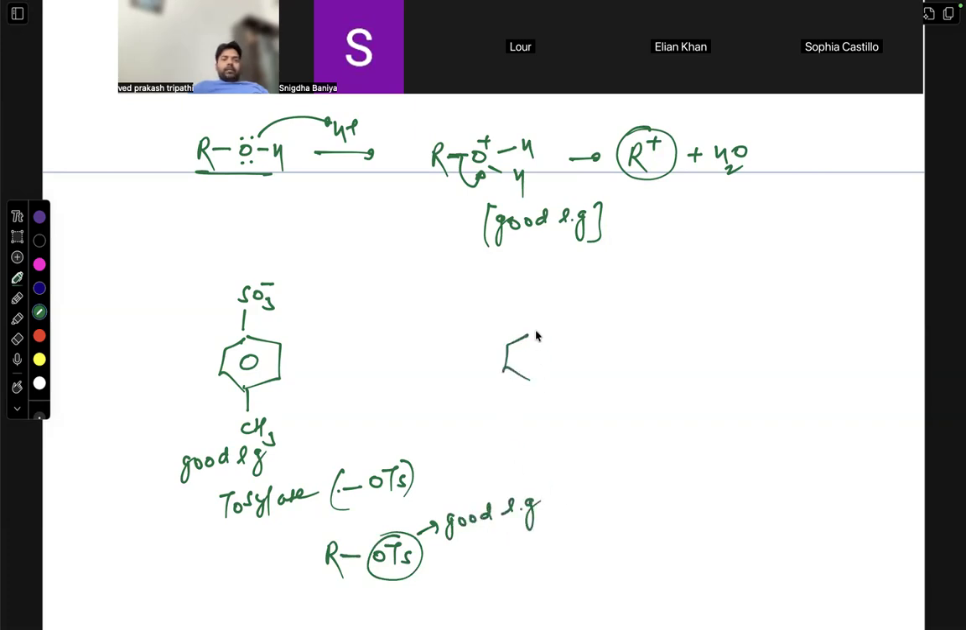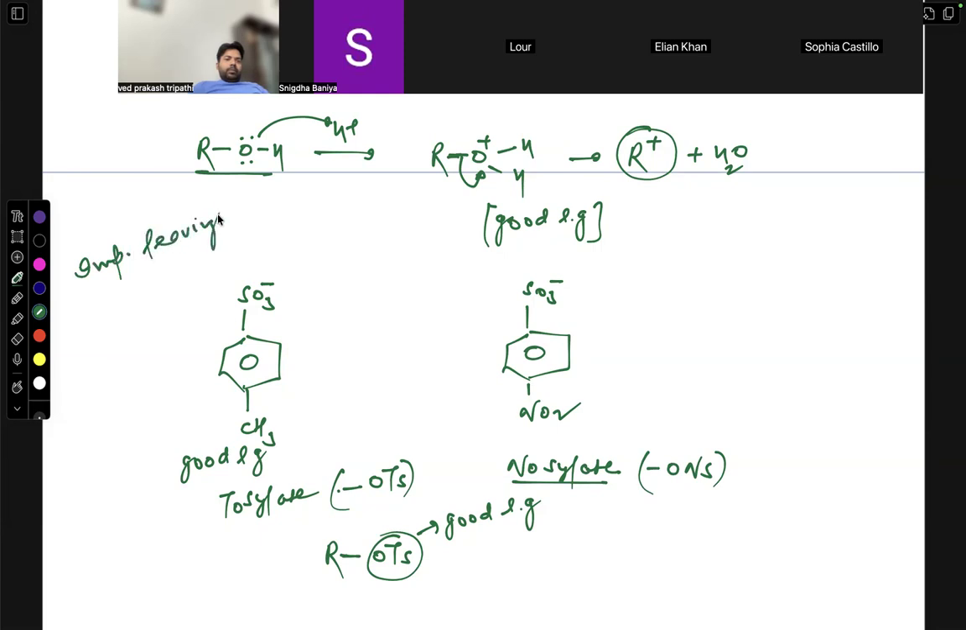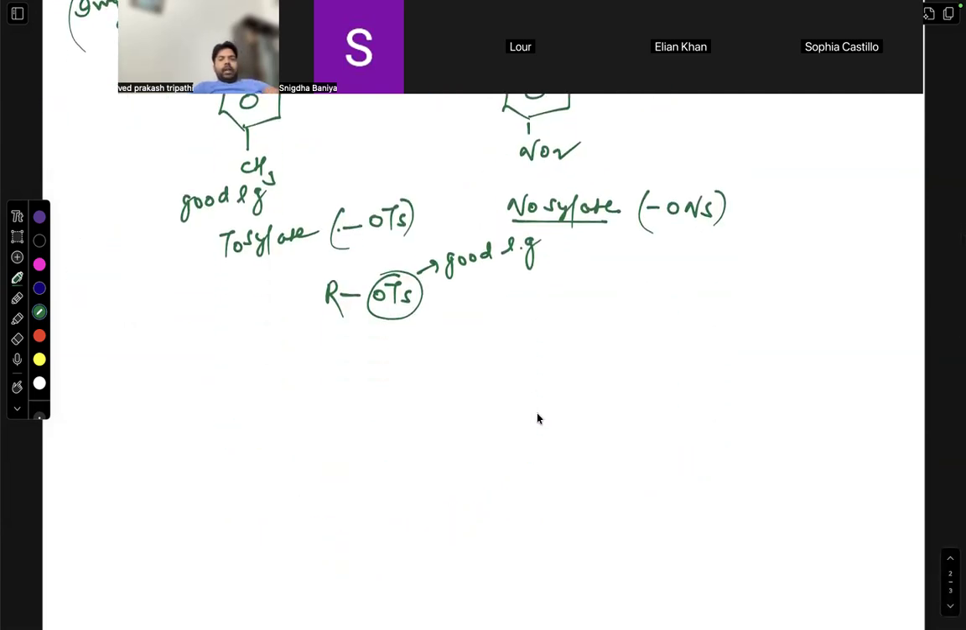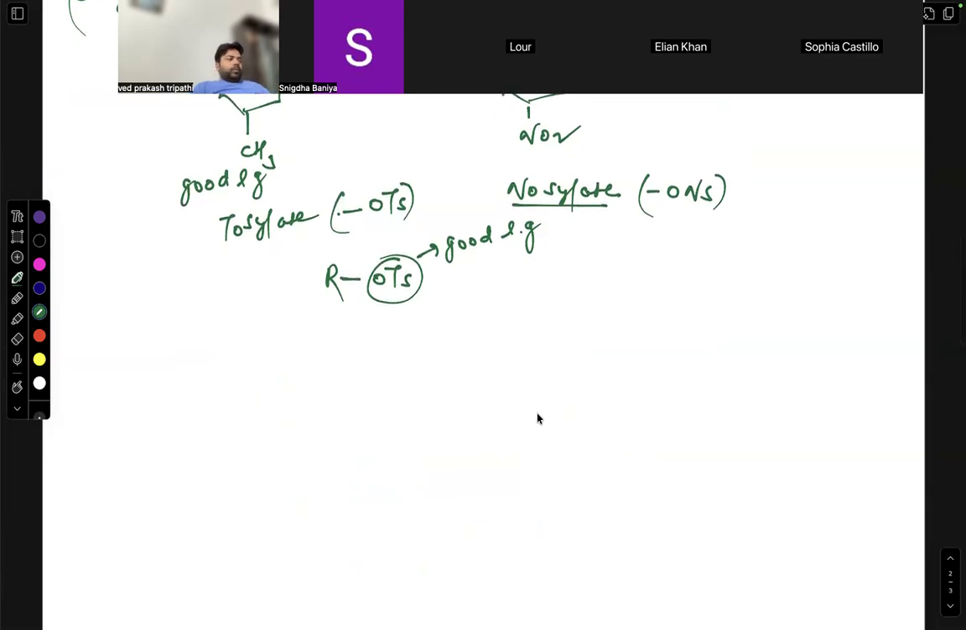The second is this, called nosylate. Nosylate, ONS. This is also a very good leaving group. Here I am writing the best, important leaving groups. So tosylate, nosylate, these are very good leaving groups.